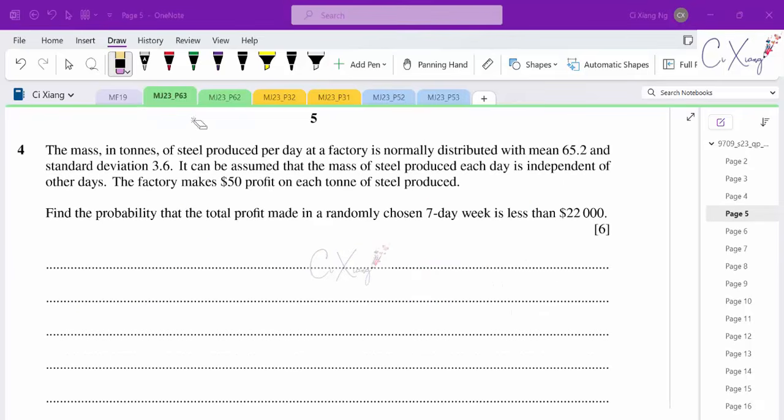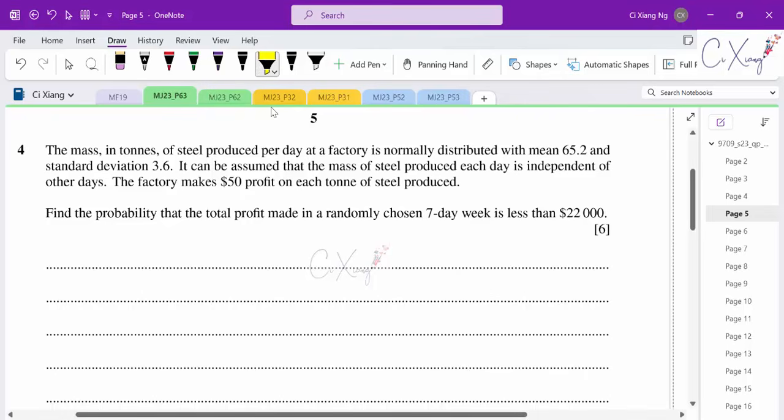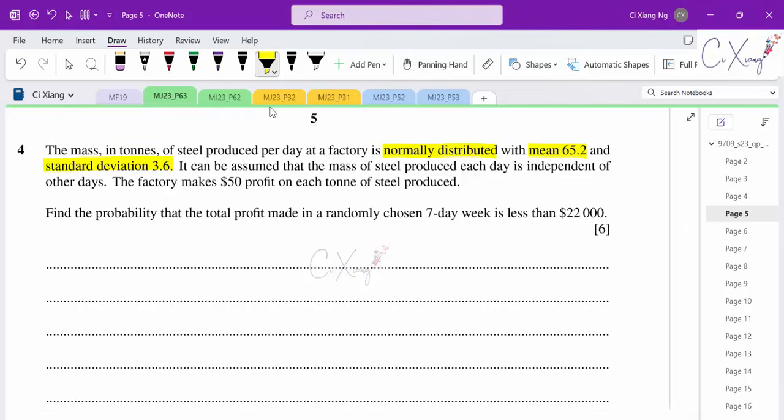Alright, so we come to question number 4. We have the mass in tons of steel produced per day at a factory, which is normally distributed. I think you should highlight the keyword normally distributed, with the mean 65.2 and the standard deviation 3.6. We are going to assume that the mass of steel produced each day is independent of the other days. The factory makes $50 profit on each ton of steel produced. They want us to find the probability that the total profit made in a randomly chosen 7-day week is less than this one.